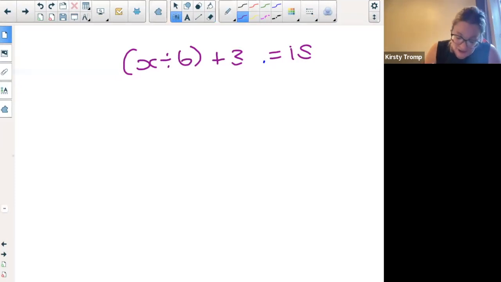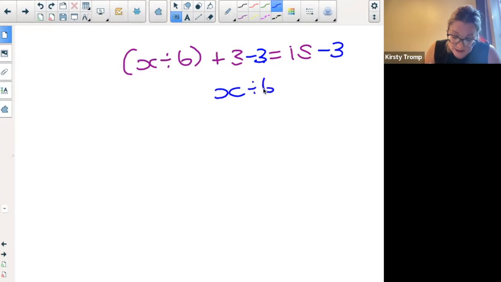All right, let's go see. So we would still do the same thing. We would say minus 3 on the one side. Whatever I do to the one side, I must do to the other side. Minus 3. So we'd have x divided by 6 equals 12.